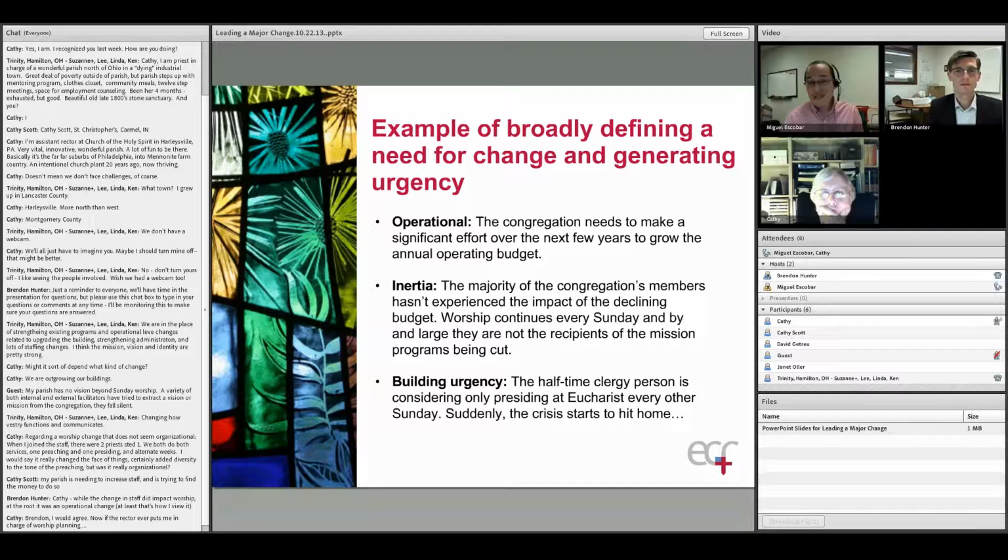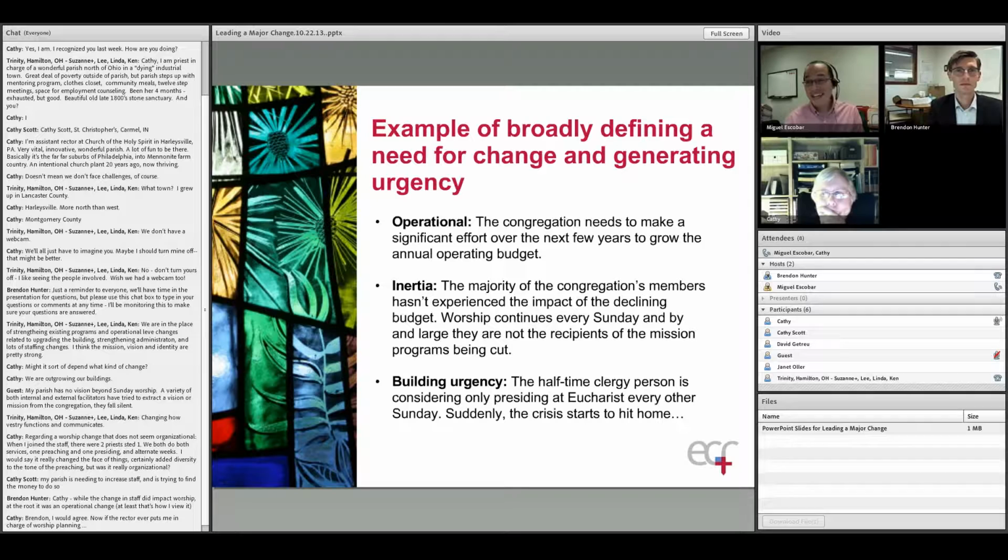So a very well-intentioned, very common thing that half-time clergy do. But over time what she realized is that by doing so, she was sapping any sense of urgency around the need to rebuild the annual operating budget. Because for the vast majority of the congregation's members, nothing had actually changed.